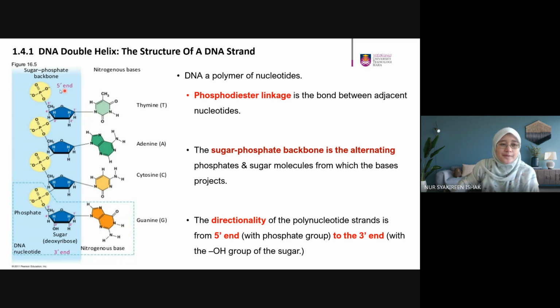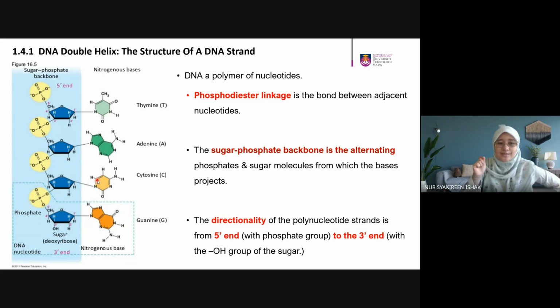So and then the DNA strand, the one DNA strand, consists of the sugar phosphate backbone. The sugar phosphate backbone consists of a repeating unit of phosphate, sugar, phosphate, sugar, phosphate, sugar. And then each strand of DNA has directionality.